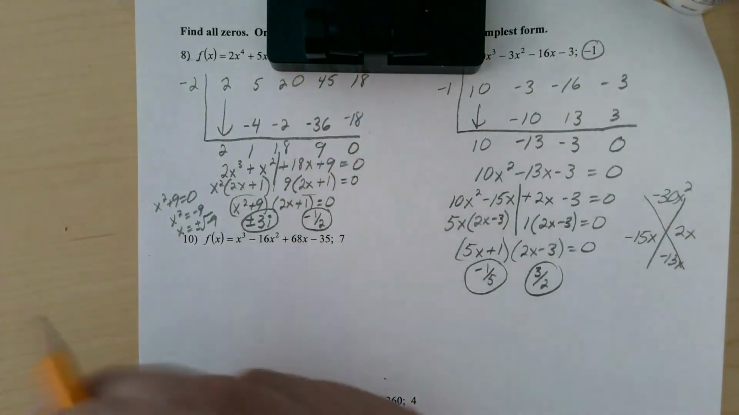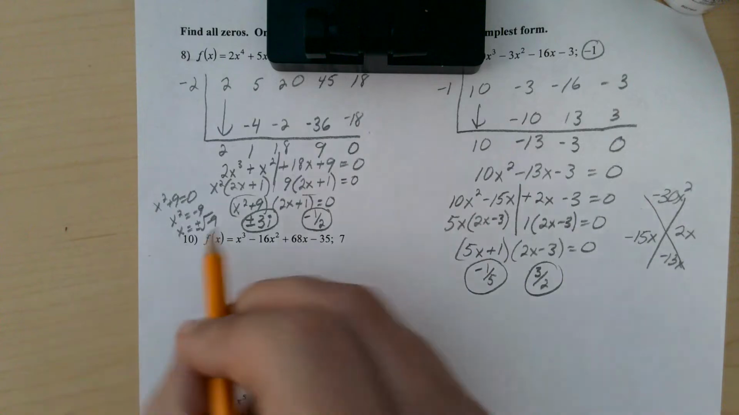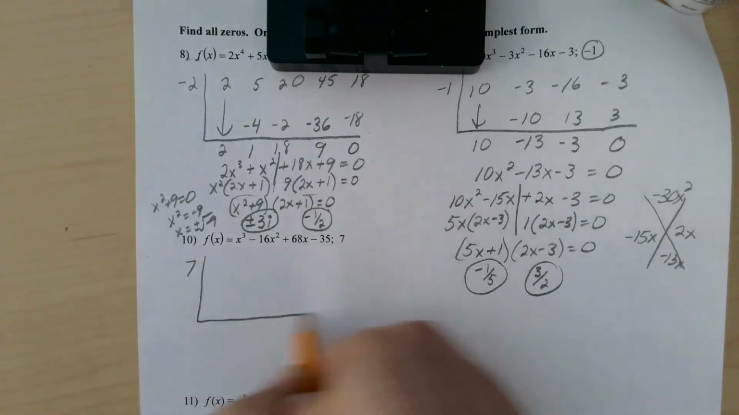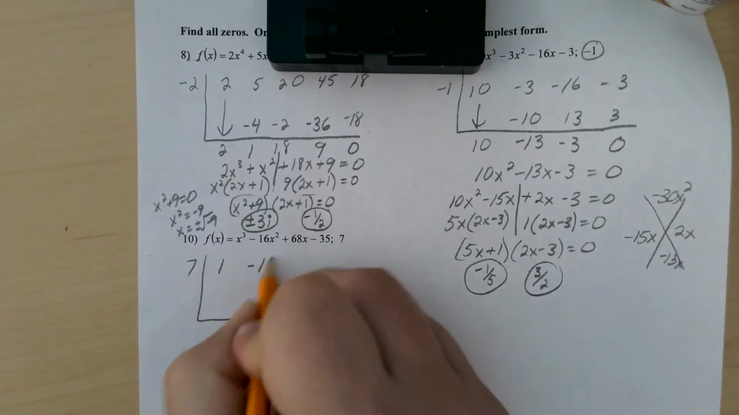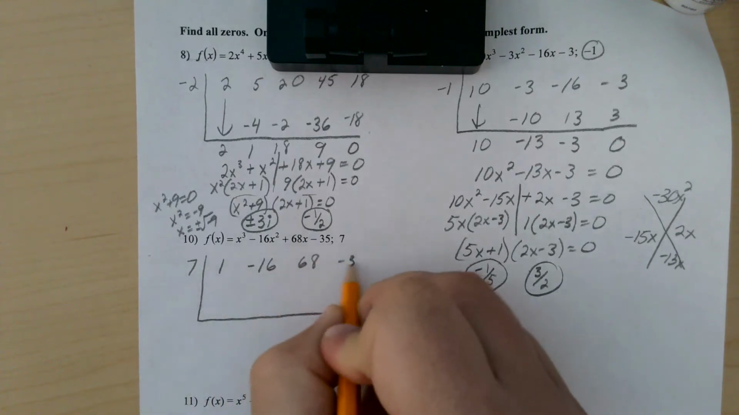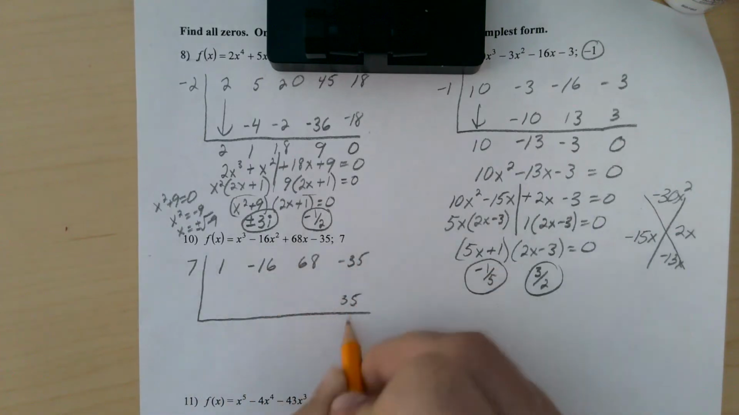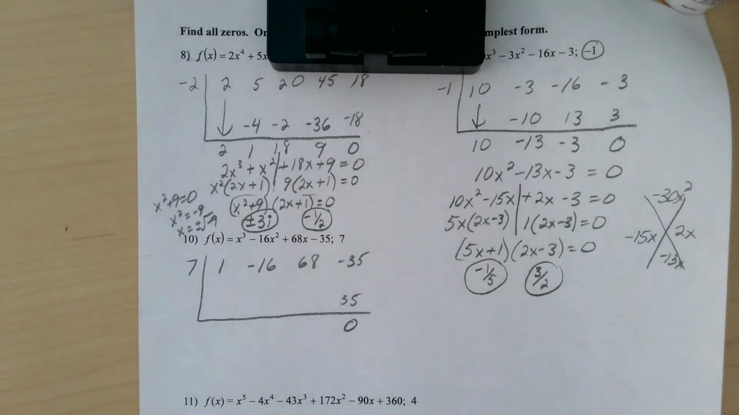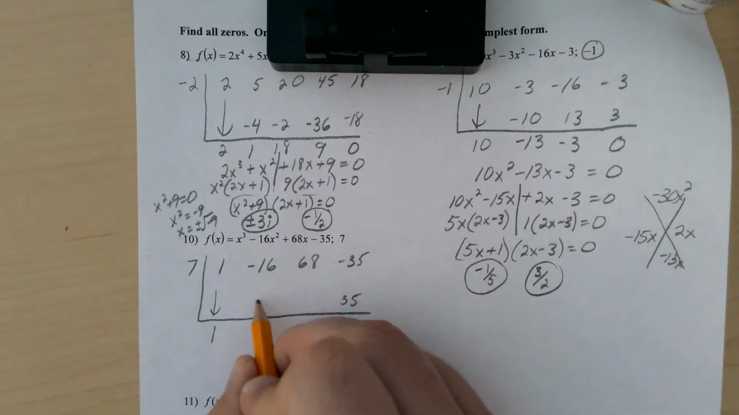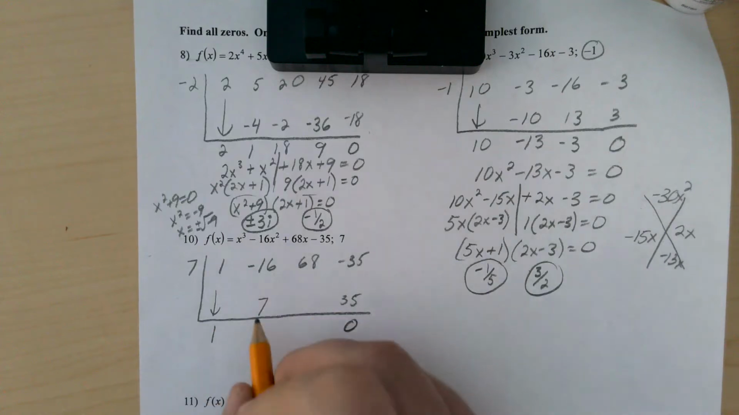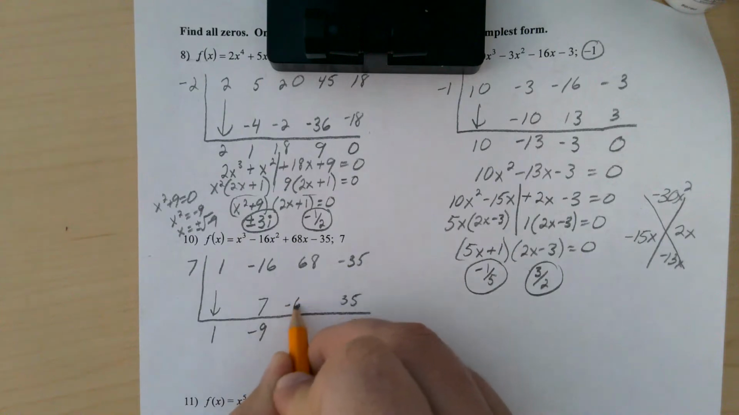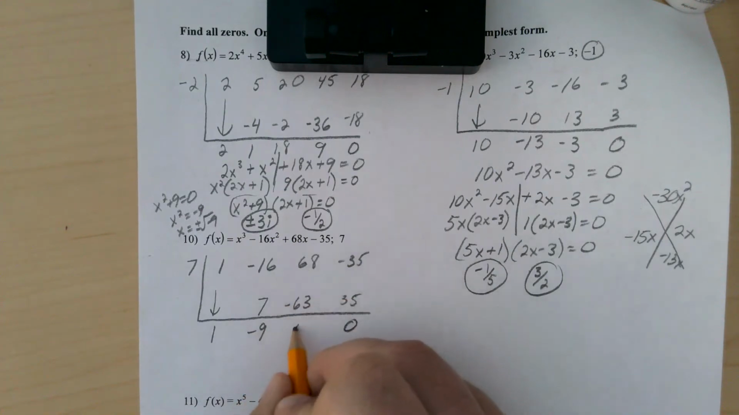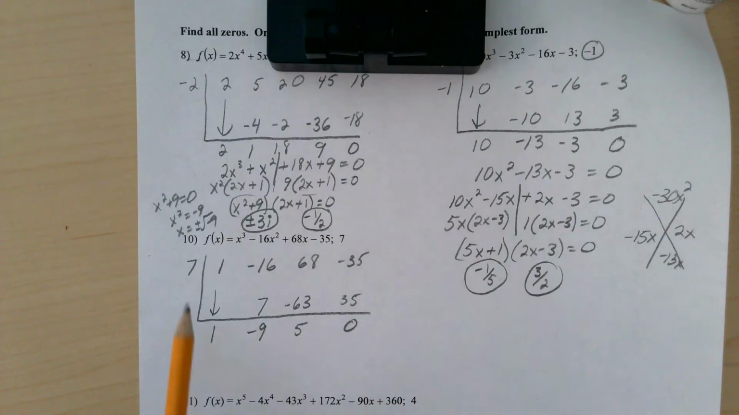Okay, number 10. This looks like another quadratic that we're going to end up getting. So I tell you 7, and I have 1, -16, 68, and -35. Again, I'm going to cheat a little bit. I know that has to be a 0 there. I bring down the 1, I multiply, I'm going to end up with -9. I multiply, get -63. When I add, I get a 5, and I feel really good about this. 7 times 5 is 35.